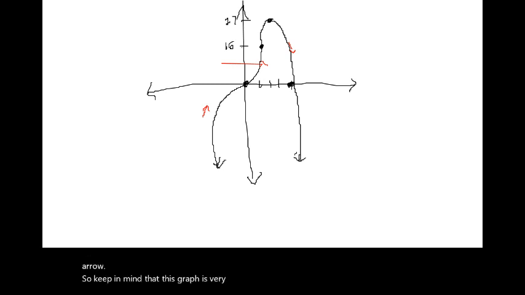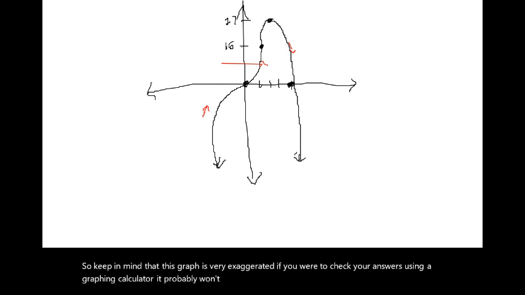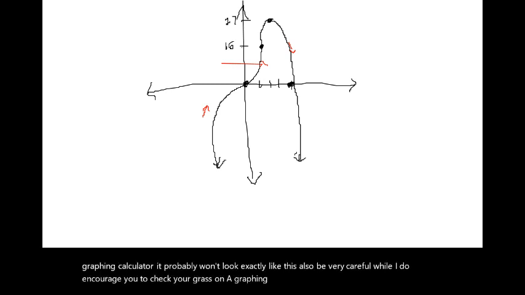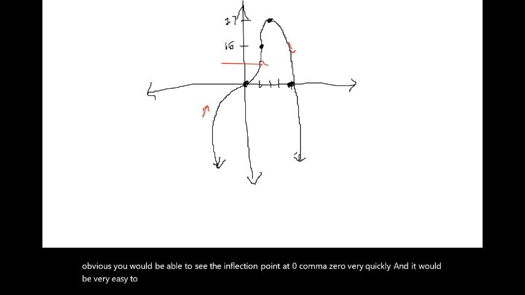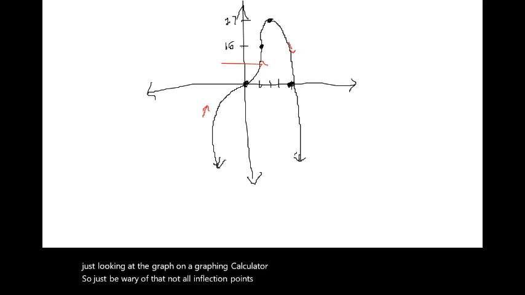If you were to check your answers using a graphing calculator, it probably won't look exactly like this. Also, be very careful. While I do encourage you to check your graphs on a graphing calculator, some inflection points are not obvious. You would be able to see the inflection point at 0, 0 very quickly, and it would be very easy to see. But the inflection point at 2, 16 is pretty invisible to the naked eye just looking at the graph on a graphing calculator. So just be wary that not all inflection points are easily visible.